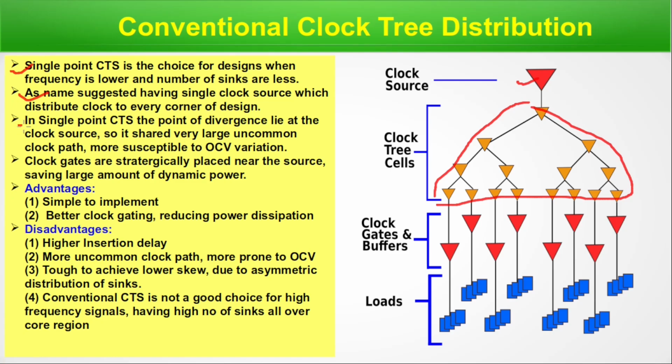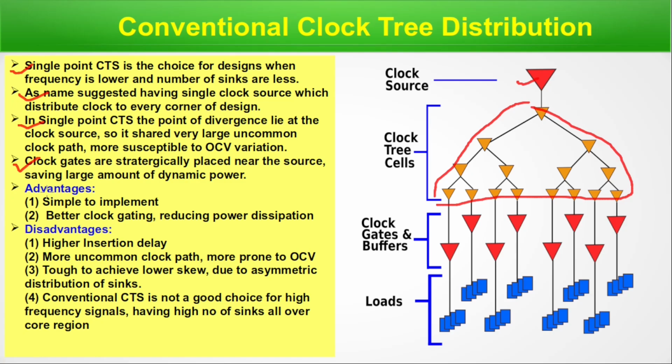So it shares a very large uncommon clock path and is more susceptible to OCV variation. Common path is very small. Uncommon path is very large. And this makes it more susceptible to OCV, on-chip variation. So what is OCV? We already have an episode on that. You can get to know the details by watching that episode. Clock gates are strategically placed near the source, saving a large amount of dynamic power.